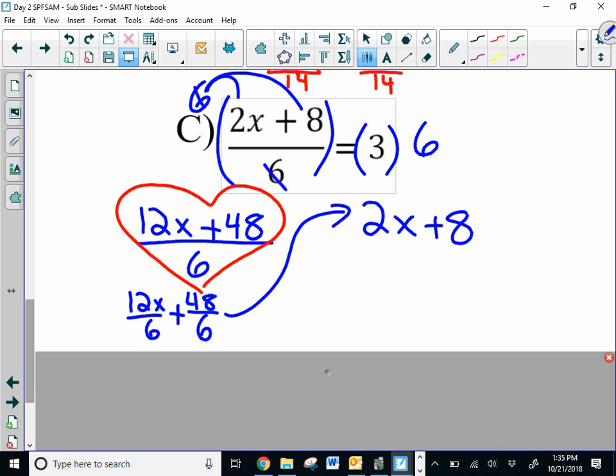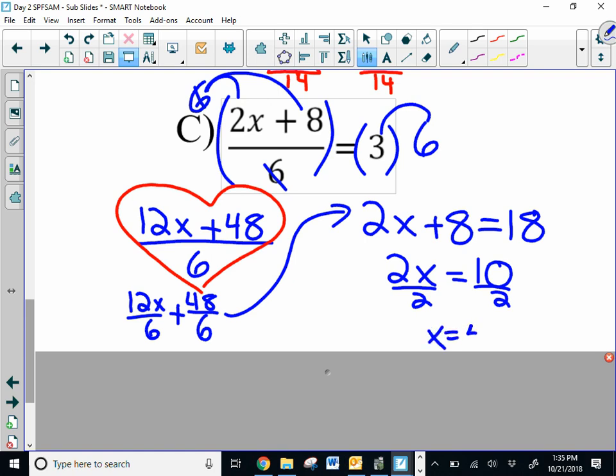All right, then we do 3 times 6, which is going to give us 18. To solve this equation, we subtract 8 from both sides, we'll get 2x equals 10. Divide by 2, x equals 5. You can plug that in, and you'll see that it'll give you 3.